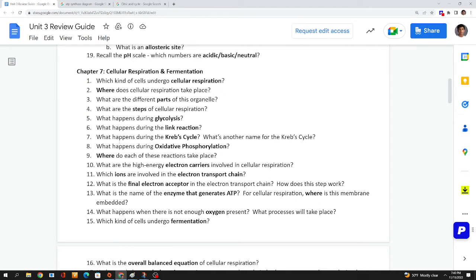What is the final electron acceptor in the electron transport chain? Oxygen. The step works by basically shooting the electrons into the oxygen, then the oxygen finds H plus ions and makes water. What is the name of the enzyme that generates ATP?